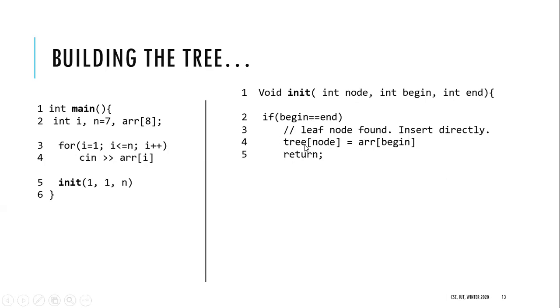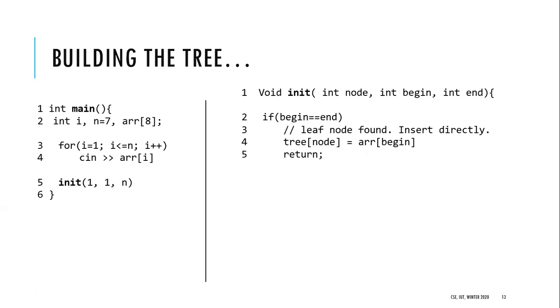Okay, so here the tree is representing an array which will store the nodes of the segment tree. So in that position, I will take the value from the original array and put it in the tree, because begin is equal to end. As I said earlier, only the leaf nodes will hold the values from the original array.